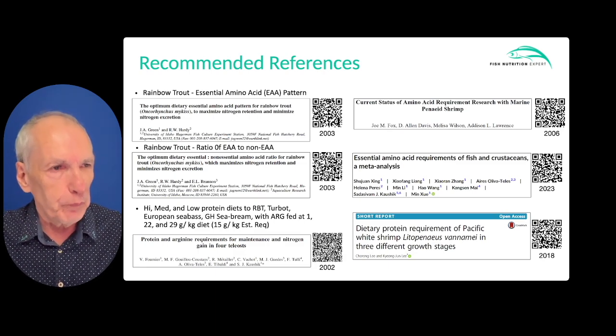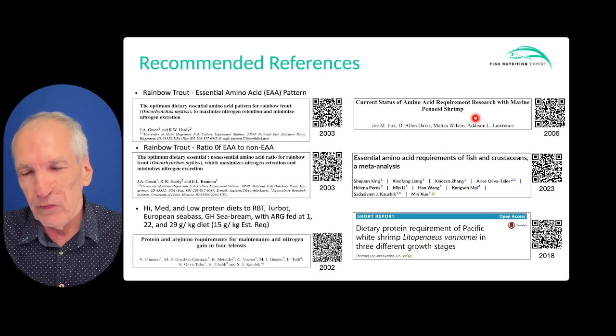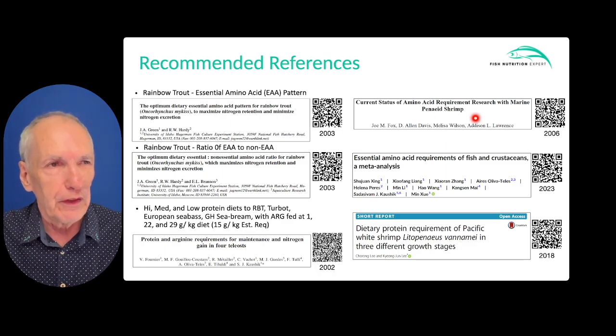Then looking at shrimp, we have current status of amino acid requirement research in marine penaeid shrimp. This one is 2006. This is kind of like a review paper in a way. And it also looks at techniques and research methods, which I think is a valuable thing to read and learn about.